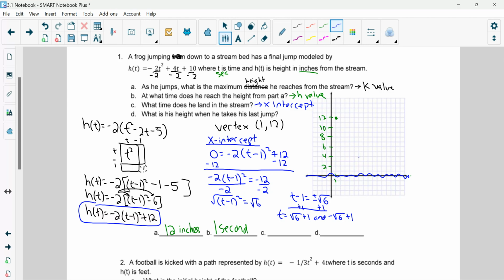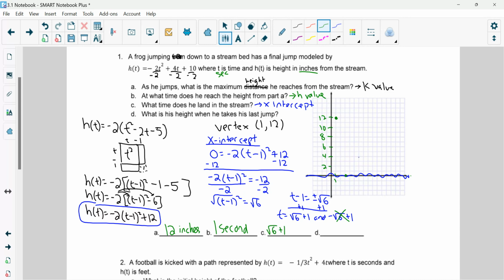But if we think about this for a second, square root of 6 plus 1, will that be a positive number or a negative number? Positive. What's the negative square root of 6 plus 1 going to be? A negative. So the negative square root of 6 plus 1 will be over here somewhere, and positive will be over here. So can I use this one, negative square root of 6 plus 1? No, because that would be a time before 0. So that one's getting crossed out, and we can say square root of 6 plus 1.